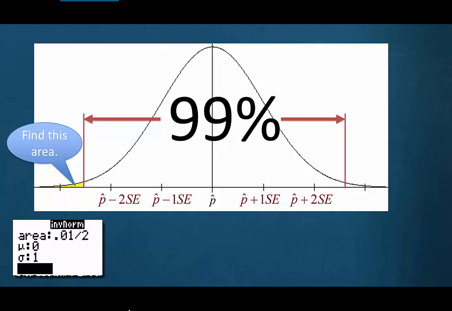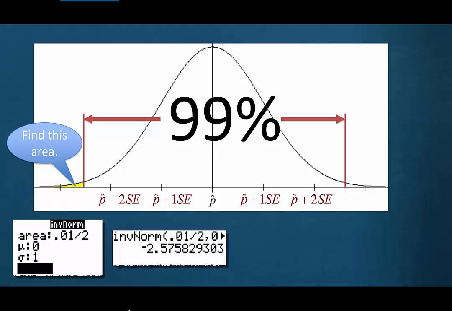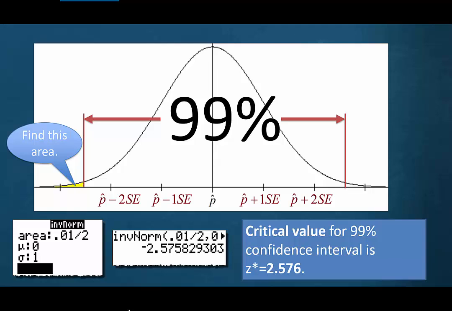We're going to say we have 99% in that middle part, so we know that 0.01 is left for the tails, for both tails. So we divide by 2. And using the inverse norm function, we get about negative 2.576, and we'll discard the negative for the critical value. So for 99%, the critical value, which we will recognize again as Z star, is 2.576. Some texts, for some reason, will use 2.575. Maybe it's easier to remember.